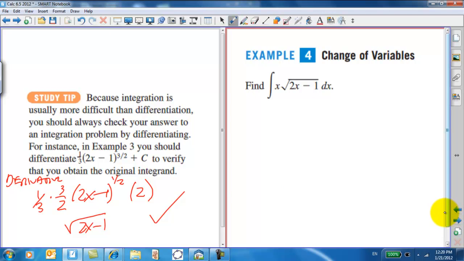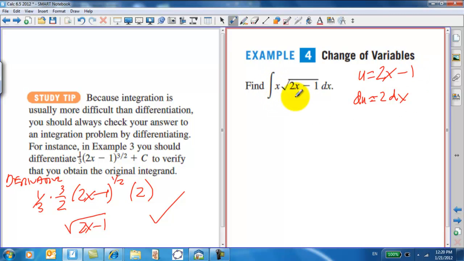Here we go with change of variables again. Now we're going to let u equal 2x minus 1. See how this problem is slightly different? So du is still 2 dx. But now we've got some issues here because we've got an x sitting over here.